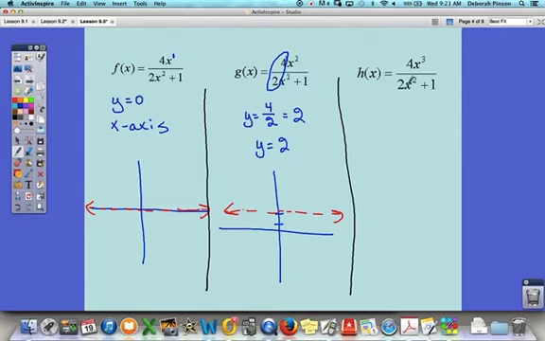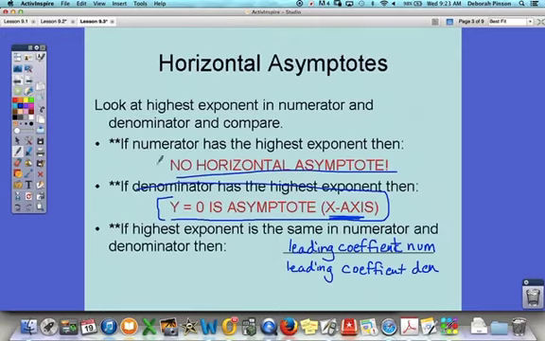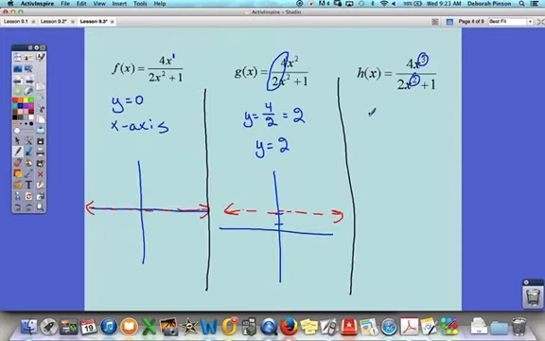Okay, and in the third one, the top's bigger. I have the 3 versus the 2, so the numerator's bigger. In that situation, no horizontal asymptote. Now I'm going to always abbreviate horizontal asymptote as HA. Feel free to do that. I know what you mean if you do that.